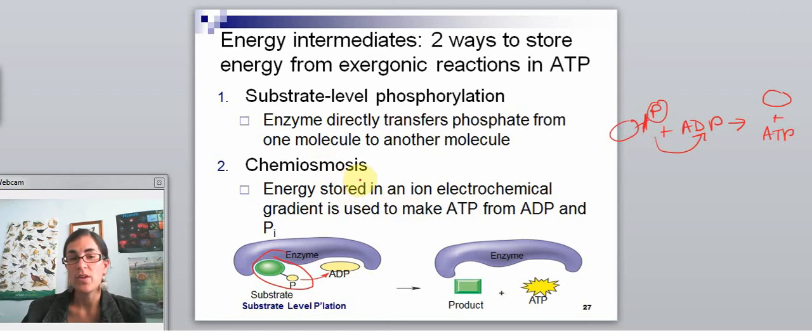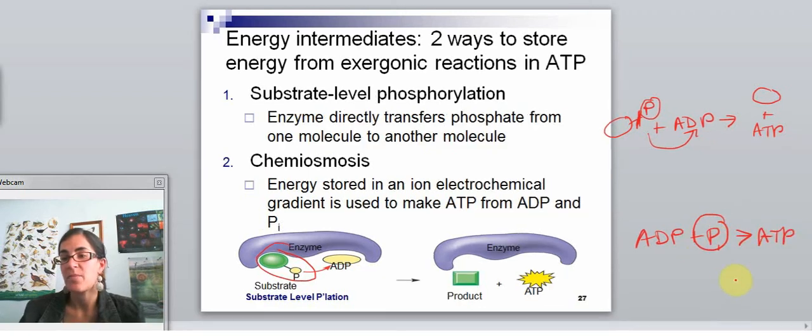Chemiosmosis is actually the way the majority of ATP is made in the cell, and this is when gradient energy, and remember we said a gradient is a form of energy, can be used to take ADP and a free phosphate and make it into ATP. The gradient energy provides that energy. So we'll focus more on this one in a later chapter.